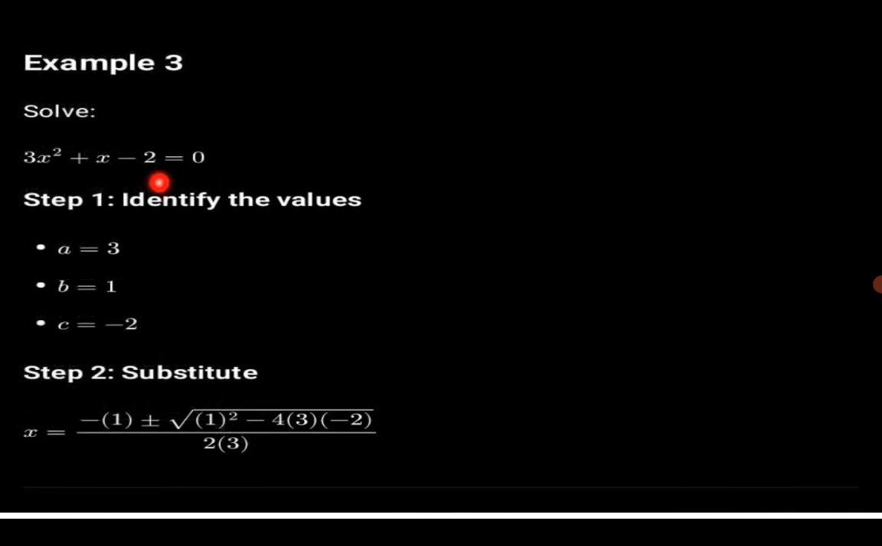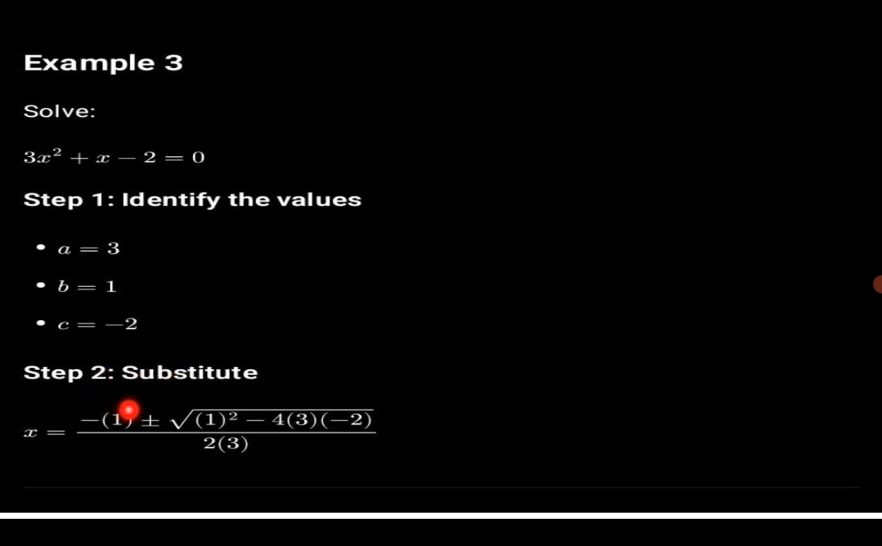Example number 3. Solve 3x squared plus x minus 2. So identify the values first of all. A is 3, B is 1. There's a 1 here, although you don't write it. And the C is minus 2.